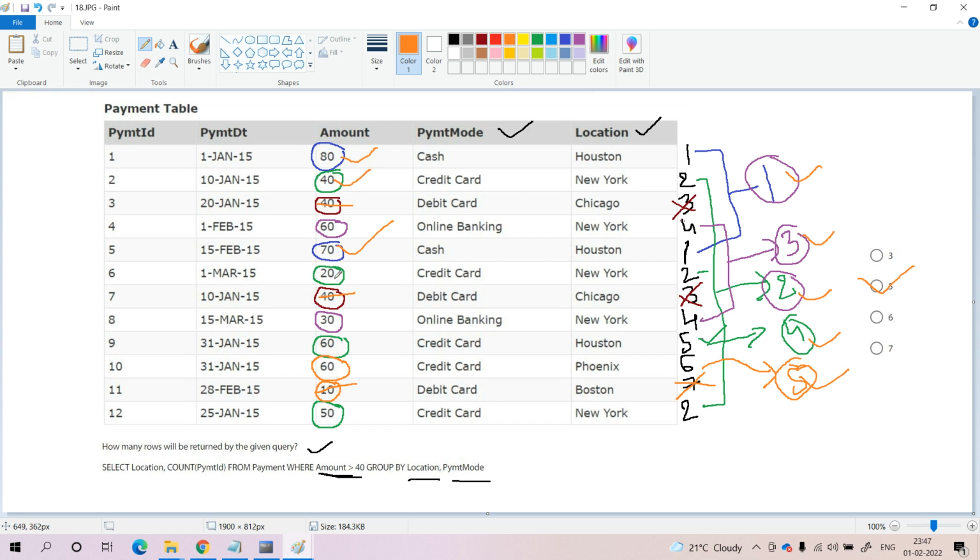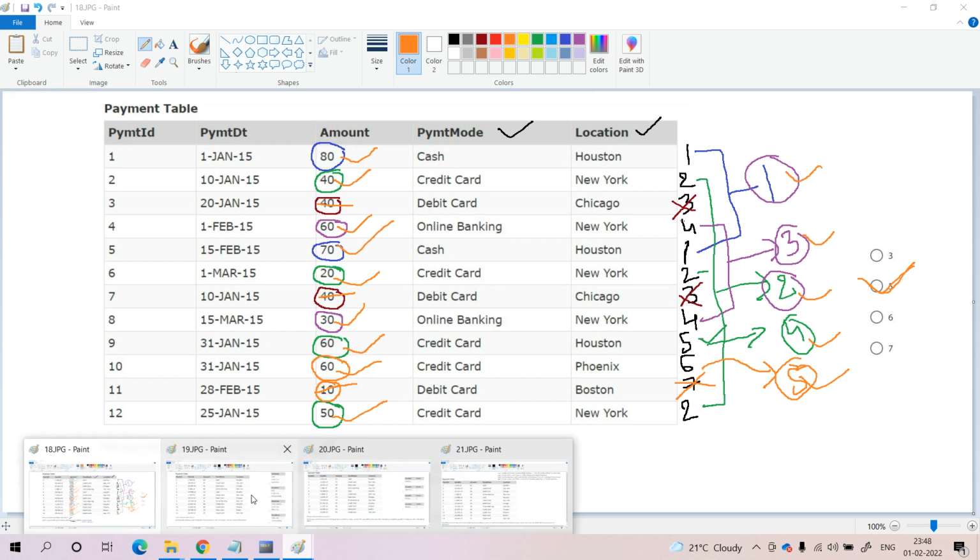In group 2 also, the amount is greater than 40, so we are considering it. In group 4 also, the amount is greater than 40, that's why we are considering it. In group 5 also, the amount is greater than 40, and in group 6 also, the amount is greater than 40. So if any one record has an amount more than 40, we can consider that group. Now, out of all the groups, the right option is 5. Why? Because we are retrieving 5 records successfully.